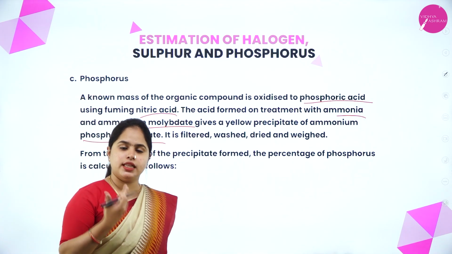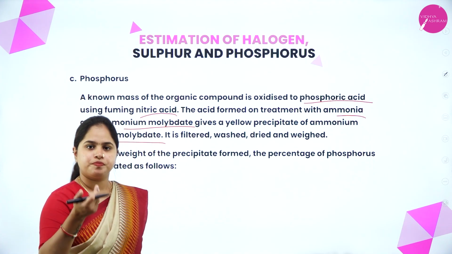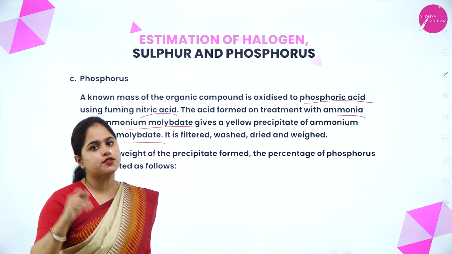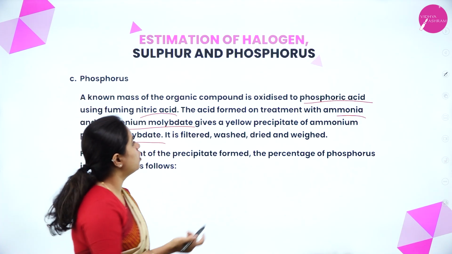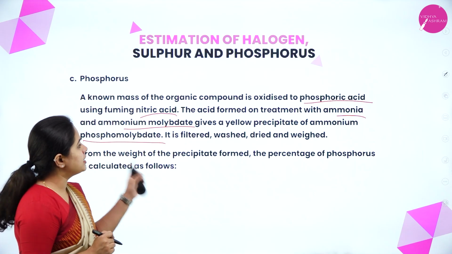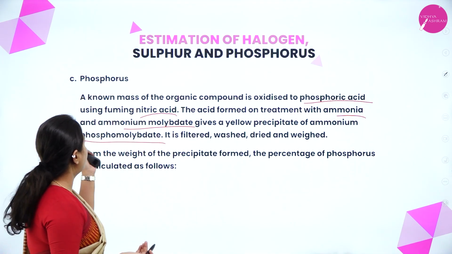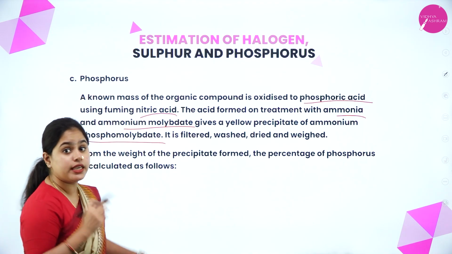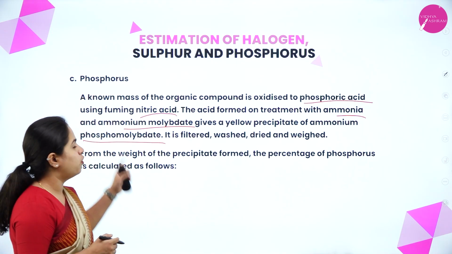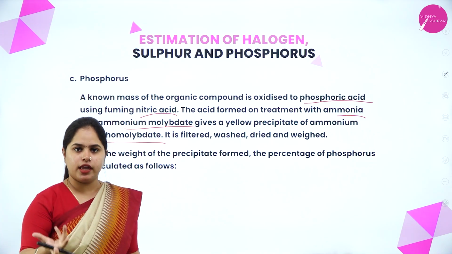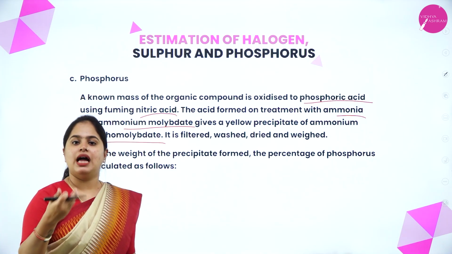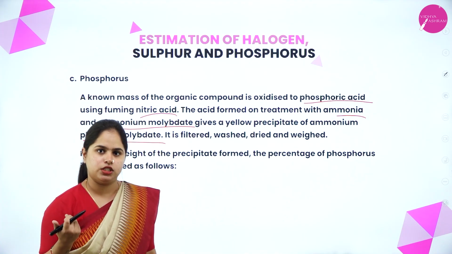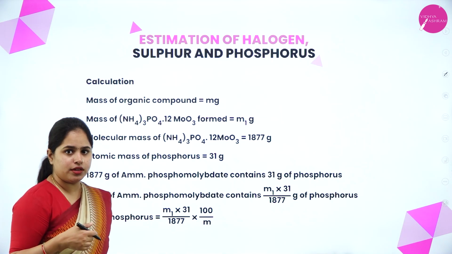So in the Carius tube we take the organic compound and add fuming nitric acid. What happens to the phosphorus? Phosphorus gets oxidized to phosphoric acid, and the acid formed is further treated with ammonia and ammonium molybdate. What is the product which is formed? It gives a yellow precipitate of ammonium phosphomolybdate, which is further washed, dried and weighed. From that we can calculate the percentage. Now moving on to the calculation again.